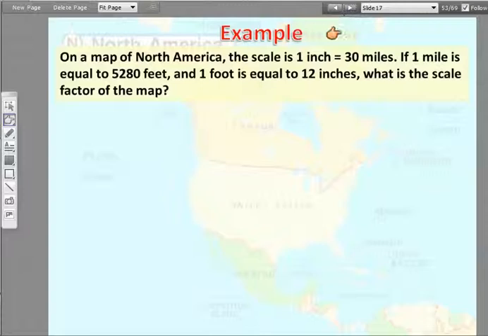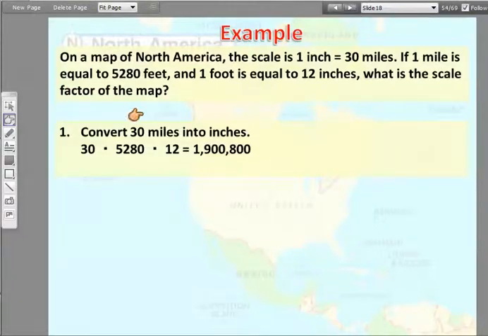Okay, this one says on a map of North America, the scale is 1 inch equals 30 miles. If 1 mile is equal to 5,280 feet and 1 foot is equal to 12 inches, what is the scale factor of the map? Well, first, we're going to have to convert the miles to inches. You can't really do scale factors unless everybody has the same units of measurement. So I'm going to convert that 30 miles to inches.